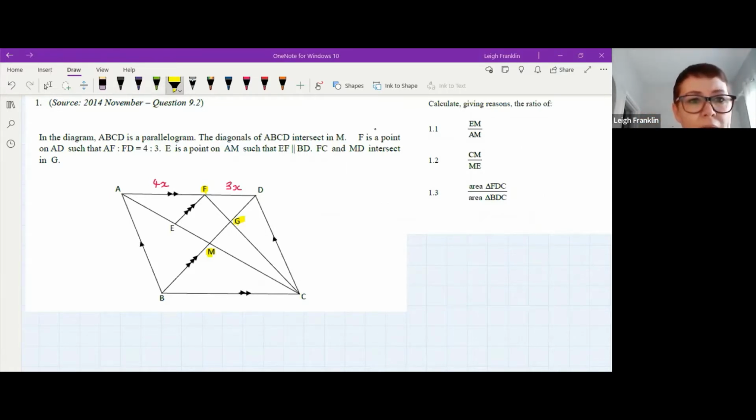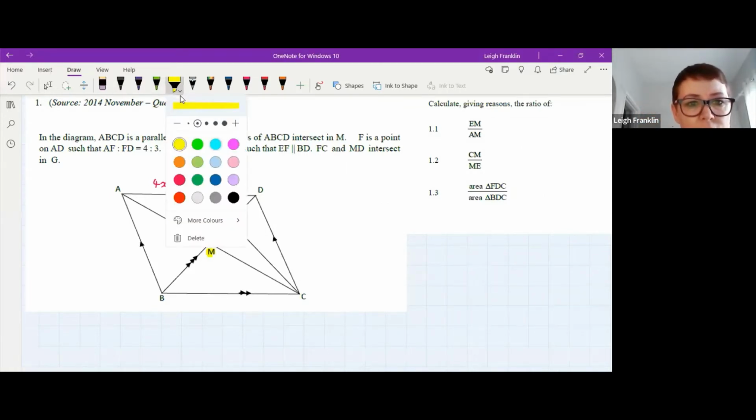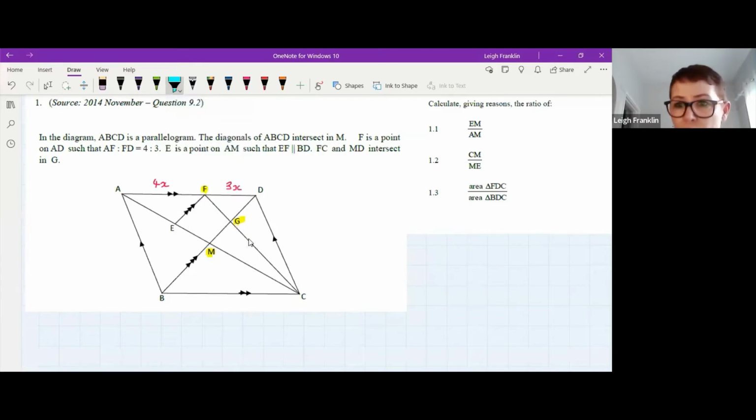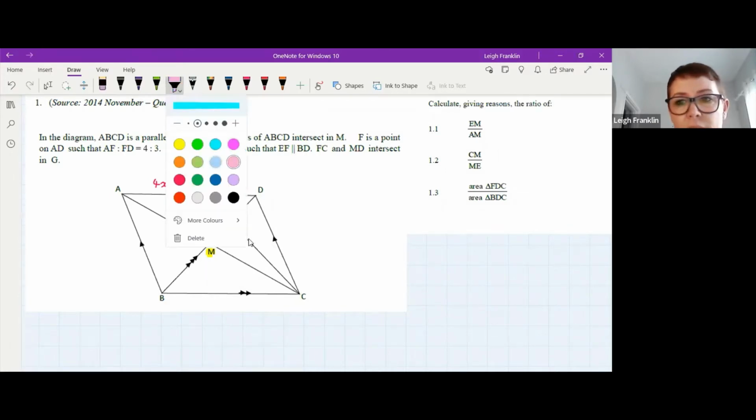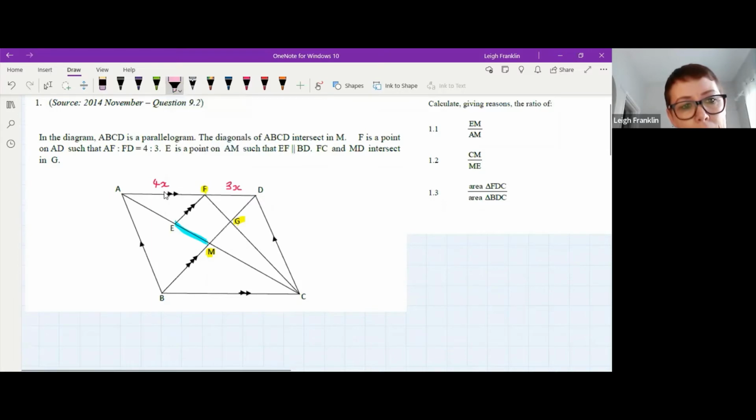They want us to calculate, giving reasons, the ratio of EM over AM. So let me highlight those sides. We'll use a different color. So here is EM, and here is AM. So it's the little blue bit over the pink bit. Where do you think our solution to this comes from? What triangle are they asking us to work in?